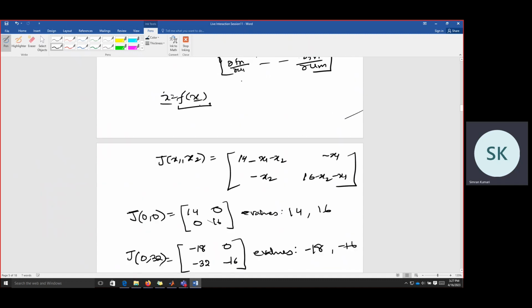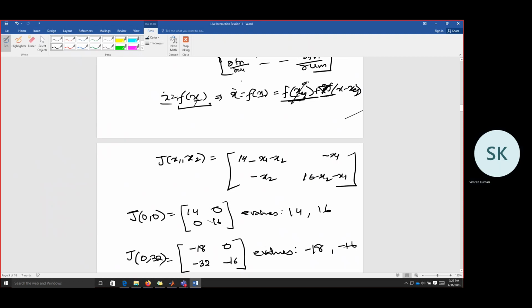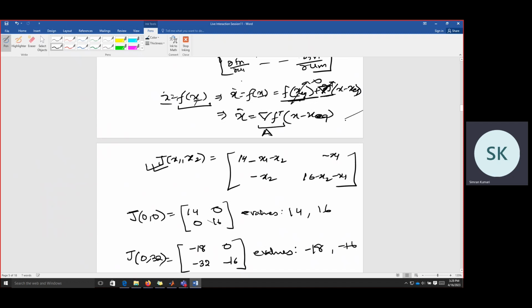So basically, x dot equal to f of x, u, we have linearized at this point. We have x dot equal to f of x at the equilibrium plus, since it is in matrix form, del f times x minus x equilibrium. And f of x equilibrium is 0, because this is an equilibrium point. Therefore the linearized system is x dot equal to del f transpose times x minus x equilibrium. And this is the A matrix, which we have found as the Jacobian.